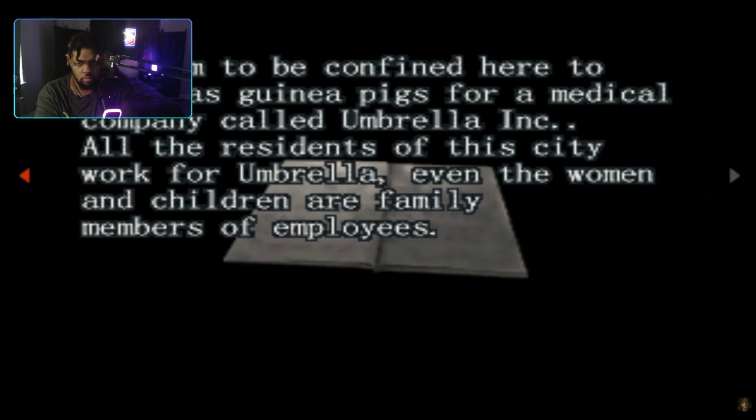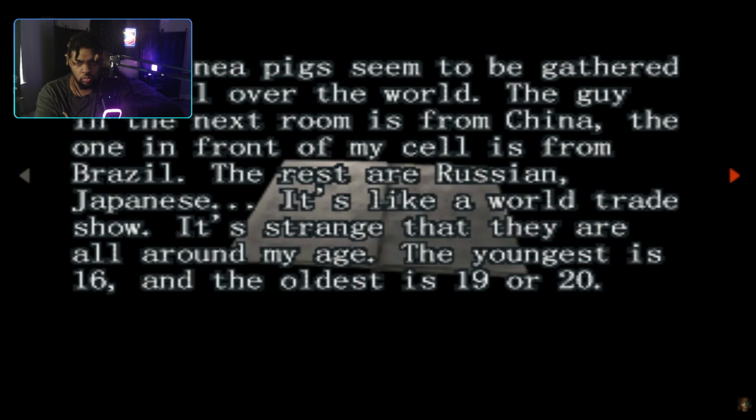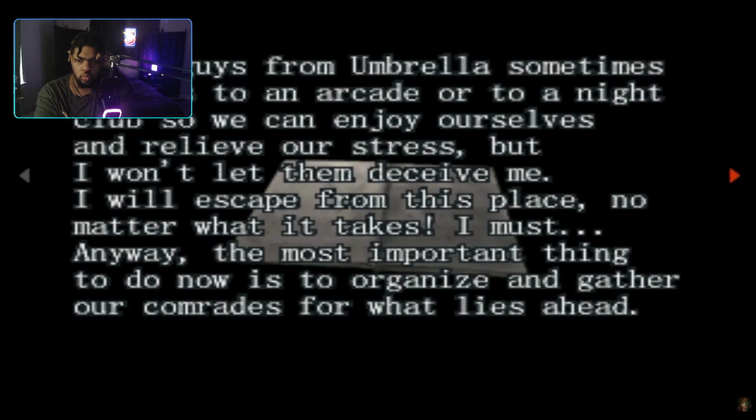He writes that all the residents of this city, in some capacity, work for Umbrella or are family members of Umbrella staff. He writes that his fellow guinea pigs are from all over the world, China, Russia, Japan, and that they're all around the same age. Umbrella would take the prisoners to the arcade or cinema in order to keep them entertained and in good spirits.